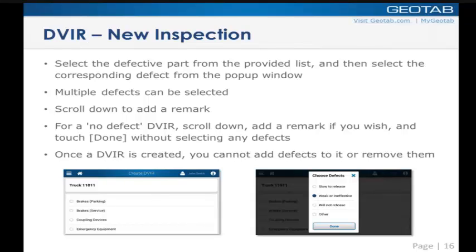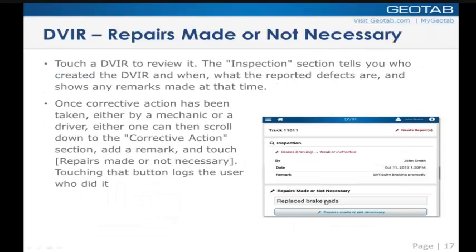Once you have created a DVIR and gone through all the process, you cannot add defects to it or remove them. So it's a once-off kind of thing. You do the DVIR, and either that DVIR is good, or you close it out and do another one so that you can find any new defects and put them in play. If I want to see a DVIR, I touch the DVIR and I can review that. This inspection section says this is what John Smith, the driver, found at this date and this time, and this is what he found.